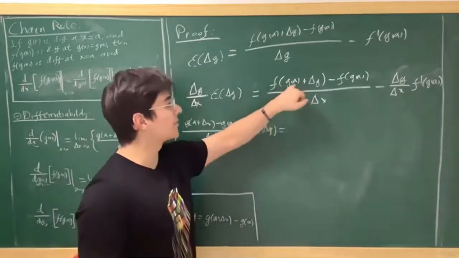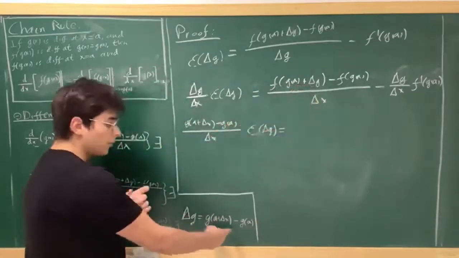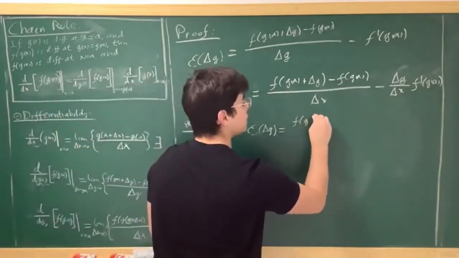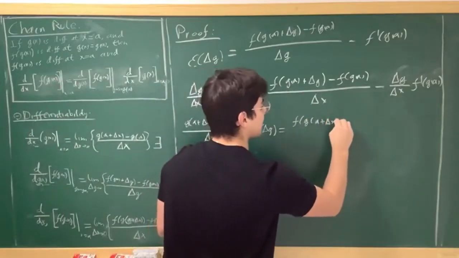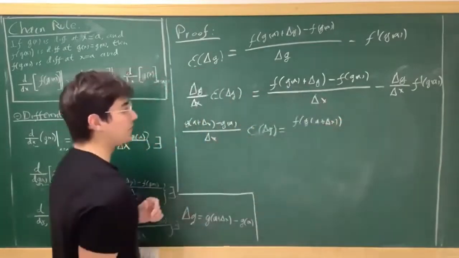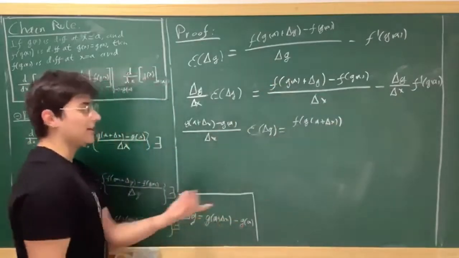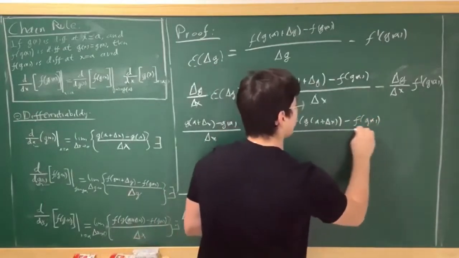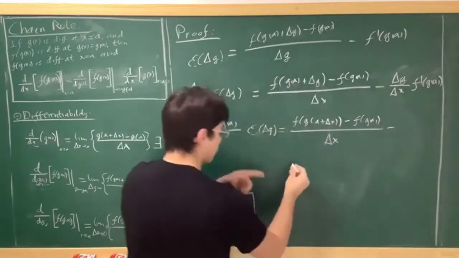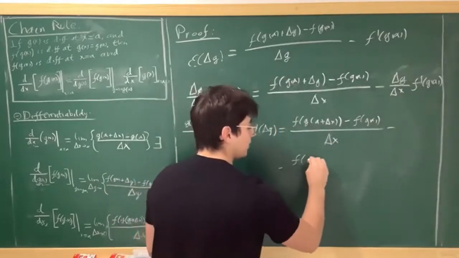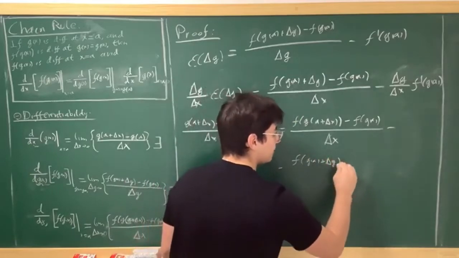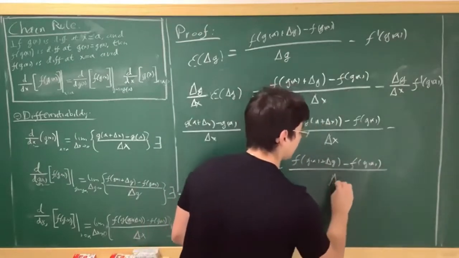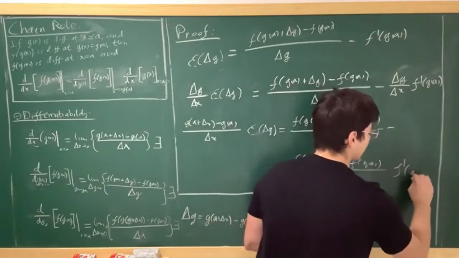But wait a minute, because what is g of a plus this? Well, this g of a cancels with this one, and we just get this. So in fact, this is f of g of a plus my increment in x, right? You just do that if you don't see it, but this cancels with this, and we get this. Minus f of g of a over my increment in x. Minus, I'm just going to write it here, f of g of a plus my increment in g minus f of g of a times my derivative again.